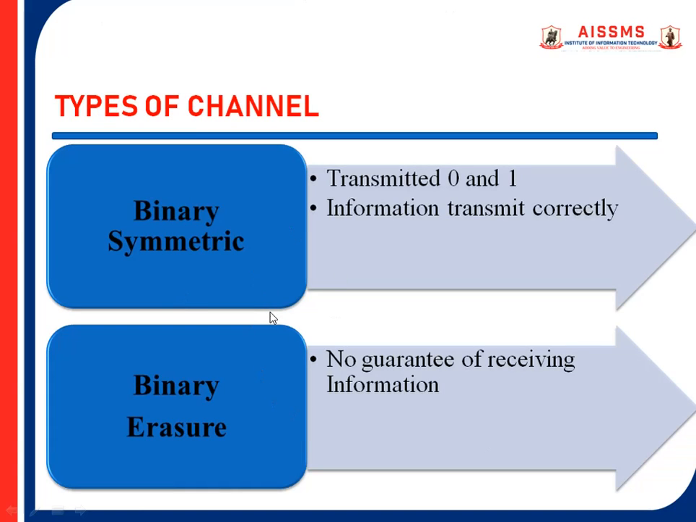Types of channel. Binary symmetric channel: in this type, bits of information 0 and 1 can be transmitted. The channel transmits a bit of information correctly with a probability. Binary erasure channel: in this type, there is no guarantee that the transmitted bit of information can be received at all. So, the channel is characterized as a binary input and ternary output channel.